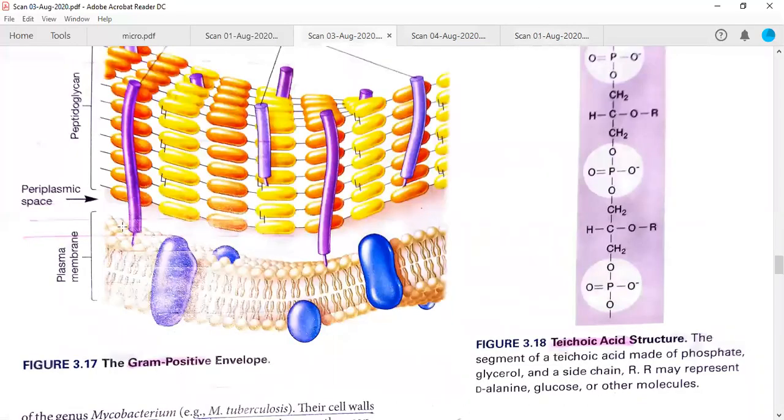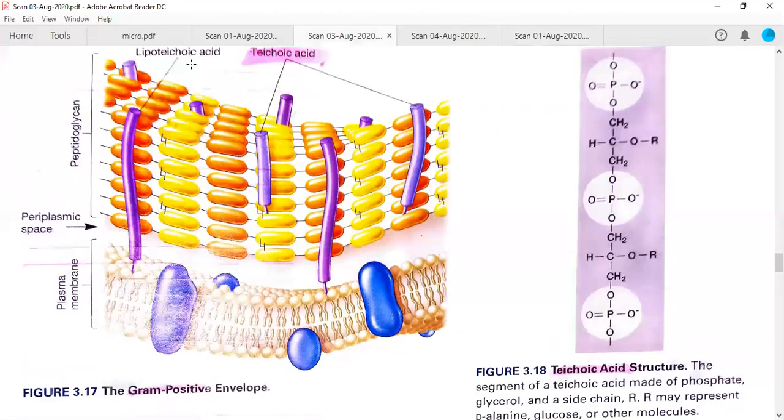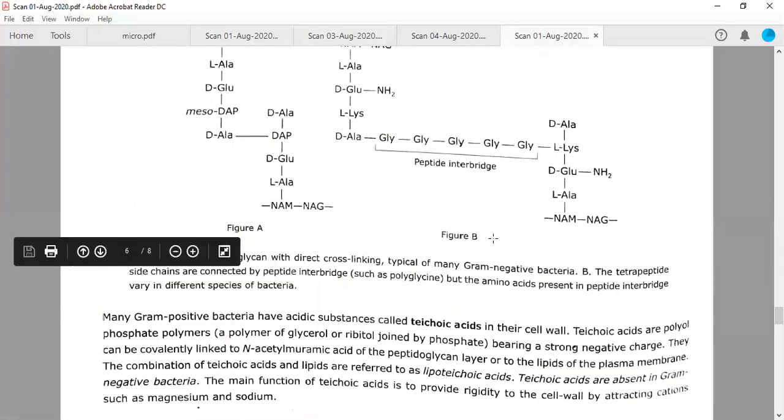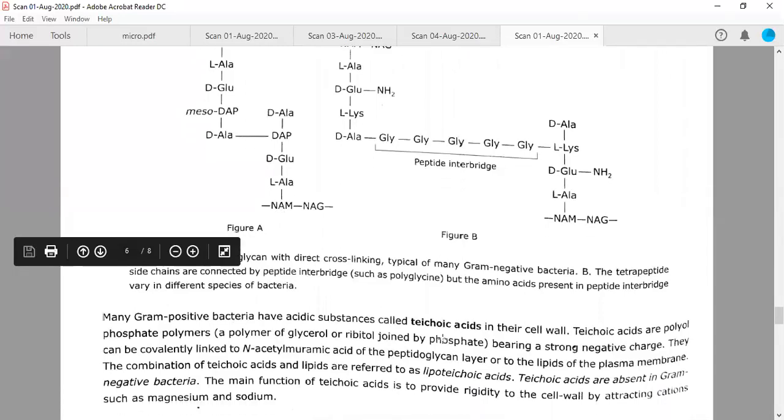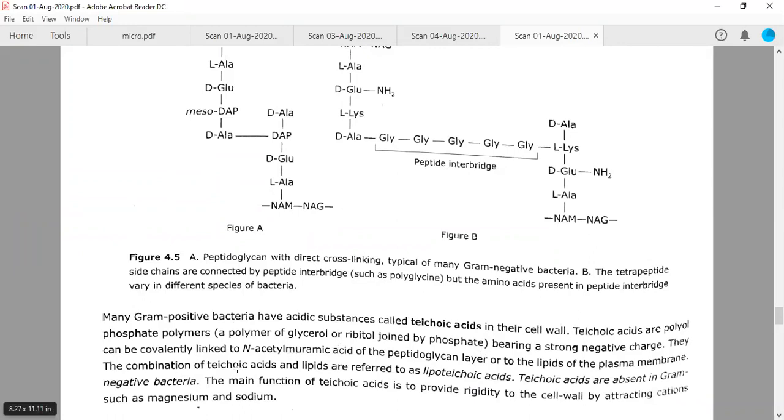You need to remember, if they are linked to the plasma membrane lipids, they are called lipoteichoic acids, whereas generally they are linked to the NAM residues of the peptidoglycan cell wall, just like the amino acids are linked to the NAM residue only. Here also we have seen that the NAM is linked to these amino acids. The teichoic acid is also an acidic substance, so it is also linked to this N-acetylmuramic acid. The combination of teichoic acid and lipids is referred to as lipoteichoic acid.